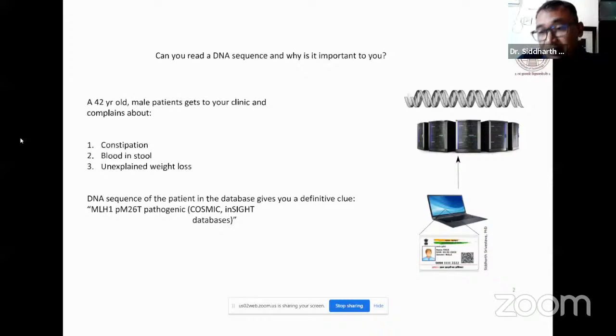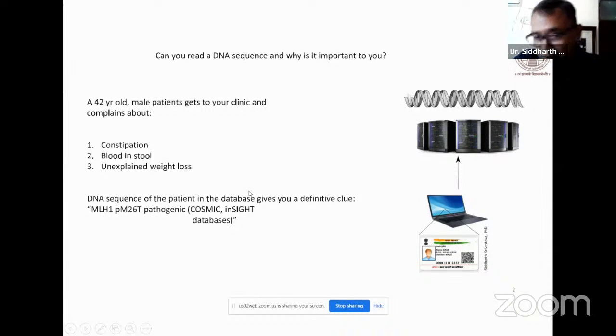all the genome sequences of every citizen of India will get their genome sequenced, and it will be housed in a giant server somewhere in India. And any doctor with his or her medical registration number and the patient's Aadhaar card could unlock the genome sequence of this patient.